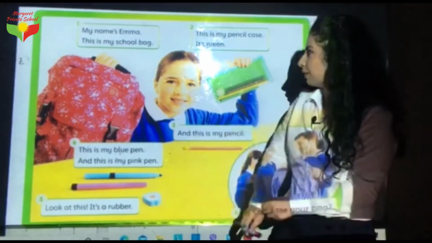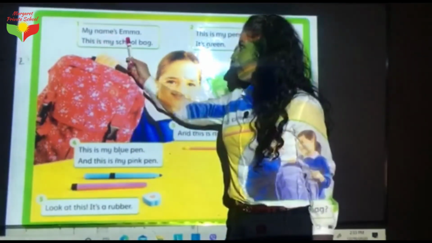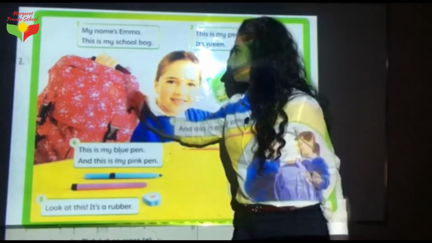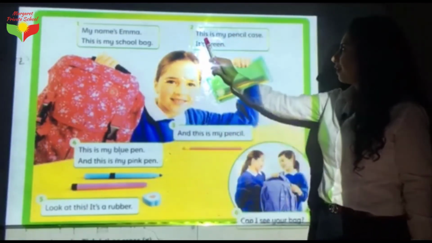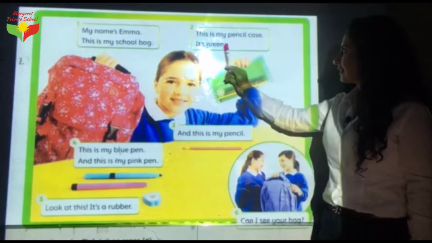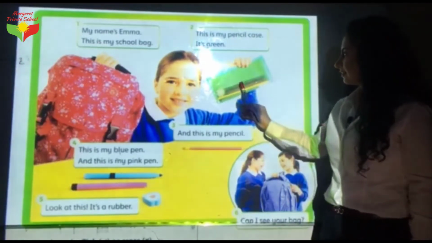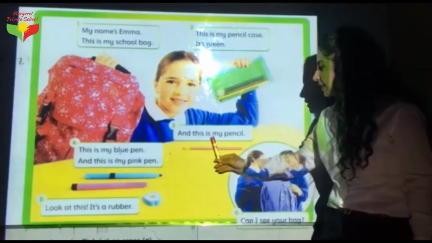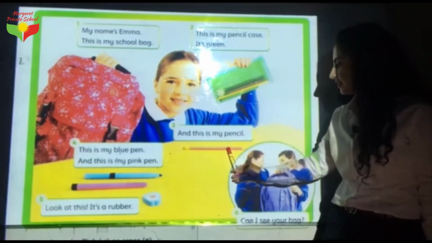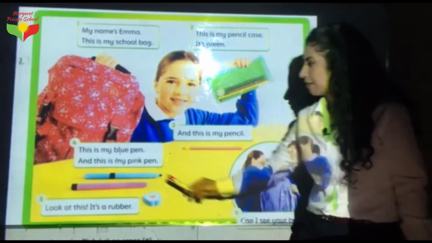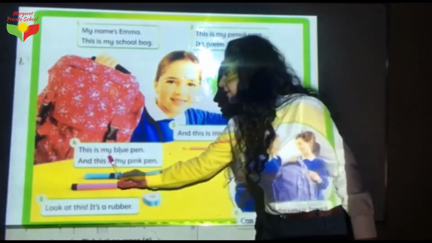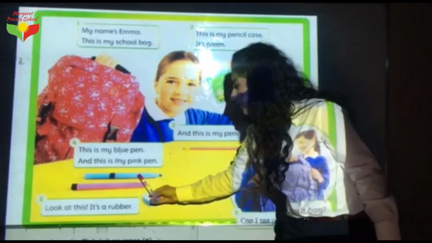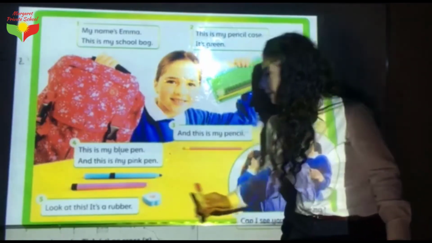Okay, the first one. My name is Emma. This is my school bag. The second one. This is my pencil case. It is green. Her pencil case. The third one. And this is my pencil. The fourth one. This is my blue pen and this is my pink pen.